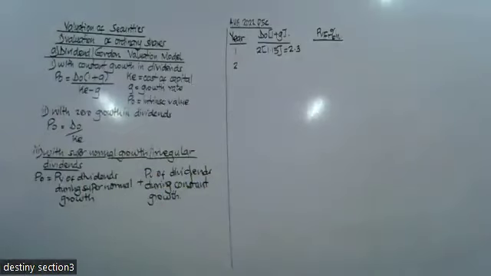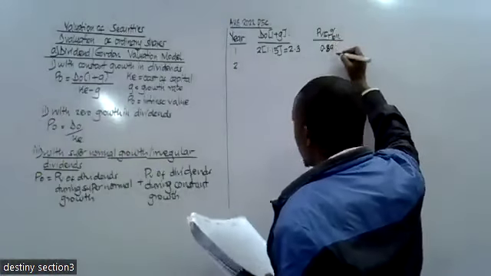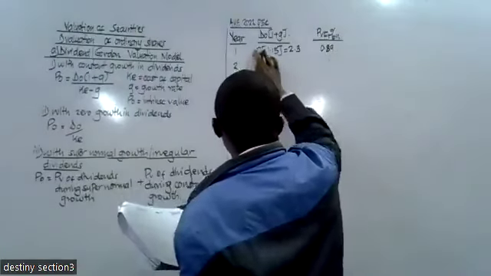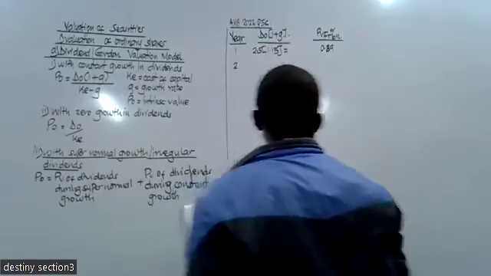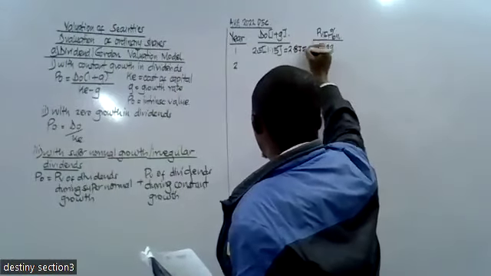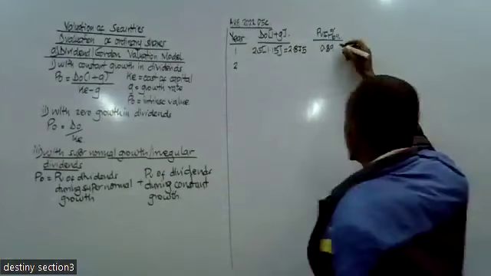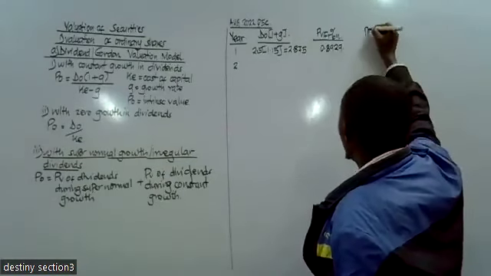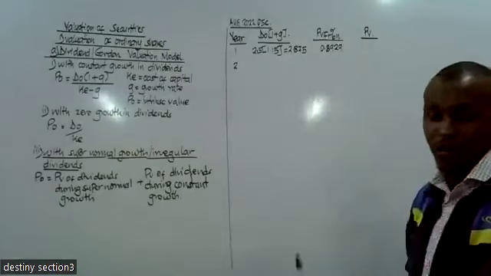It's 12%. So year one, how much is that discounting factor? The dividend is 2.5, so how much is the total value there? 2.875. What's the discounting factor at year 1, 12%? 0.8929. Therefore, we get our present value. You take your dividend times your present value interest factor.